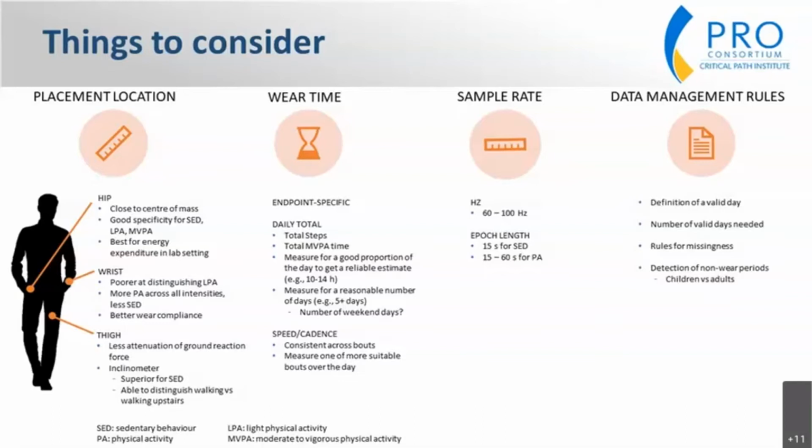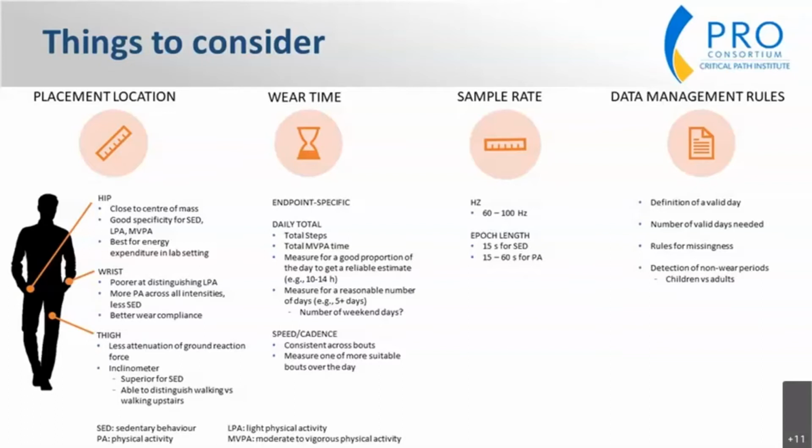Thinking about things like sample rates, typically 60 to 100 hertz, or samples per second, is good for activity monitoring, but actually lower sample rates are also quite feasible. Shorter epochs, or the way we divide data up into segments across the day, are helpful to distinguish things like sedentary behavior and capture transitions between sitting and standing. We'll talk a little bit more about epochs in a moment, so I'll just hold that thought.